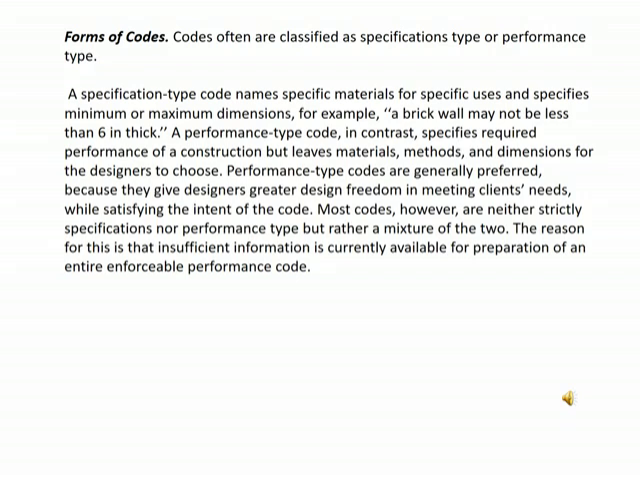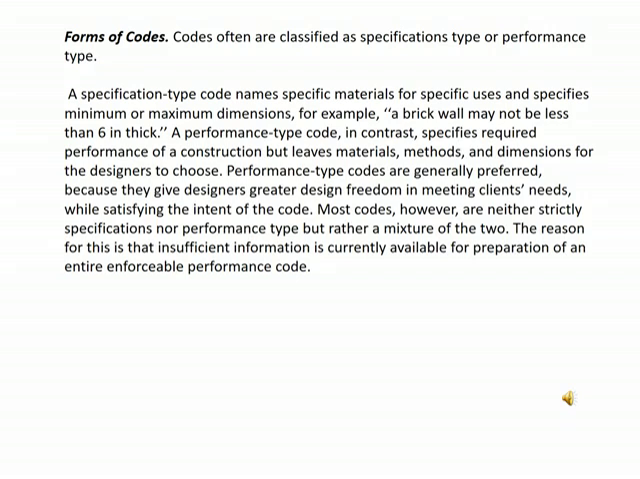A performance type code specifies the required performance of the construction but leaves the material, method, and dimension for the designer to choose. So performance type means the designer can choose any material so long as it meets the appropriate standard. Performance type codes are generally preferred because they give the designer greater design freedom in meeting the client's needs while satisfying the intent of the code. So the performance code gives the most freedom to the designer, so that they can design with alternative materials to meet the appropriate standard.